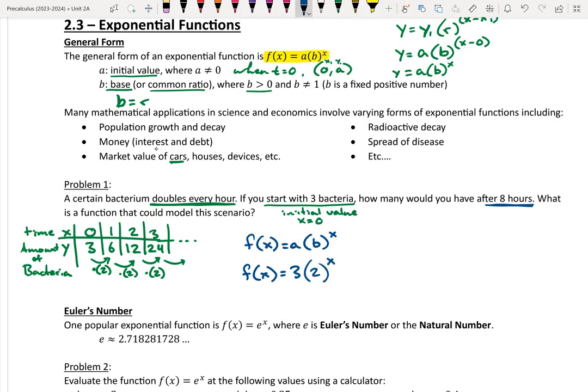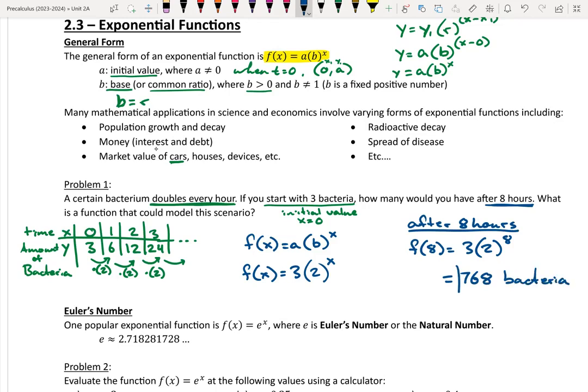So with this situation, we are able to form an exponential equation, which then allows us to find, after 8 hours, how many do we have? Well, all we need to do is just plug in 8. So f of 8 would be equal to 3 times 2 to the 8th power, which, using my calculator, tells me that that would be 768 bacteria. So there are 768 bacteria after 8 hours.